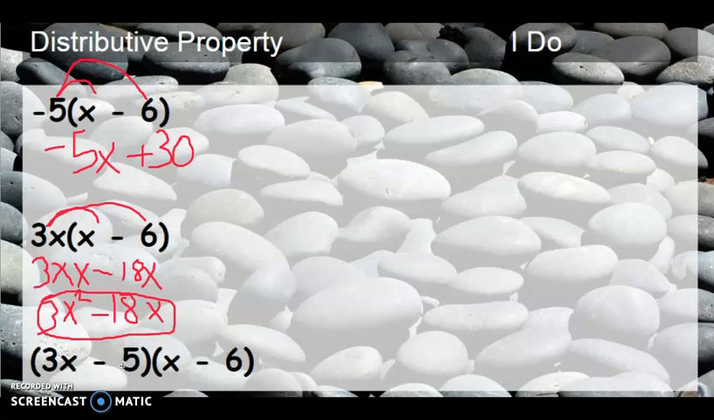Now we have 3x minus 5 times x minus 6. So to do this, we basically combine these two together. So we have 3x parentheses x minus 6 plus negative 5 parentheses x minus 6.